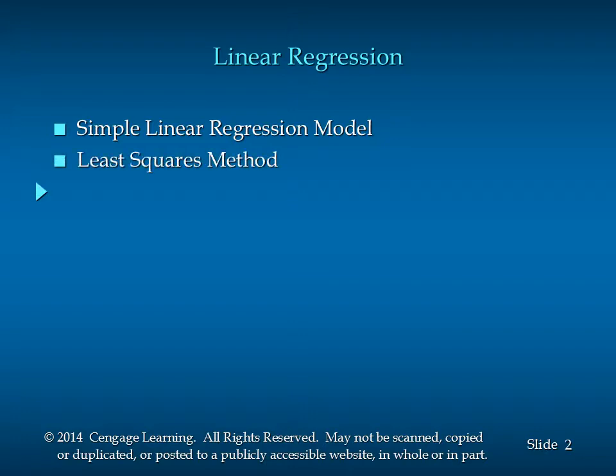So, we're going to use the least squares method, and all that means is we're going to minimize the error that this line represents as far as its relationship to all the data within that data set. That's all we're going to do here.